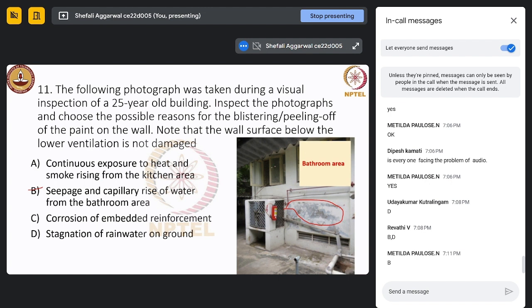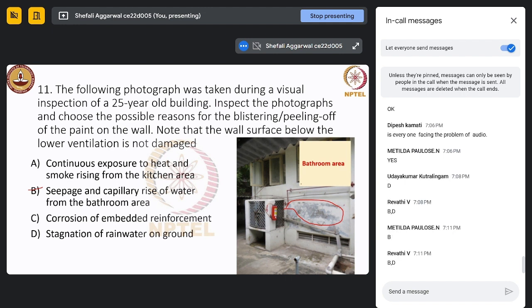B is the correct option, as we have a bathroom at the back side. Because of stagnation of water in the bathroom, we will have this peeling and blistering of the plaster mostly. B and D. B, stagnation of rainwater on ground. Okay, let's check the answer then.